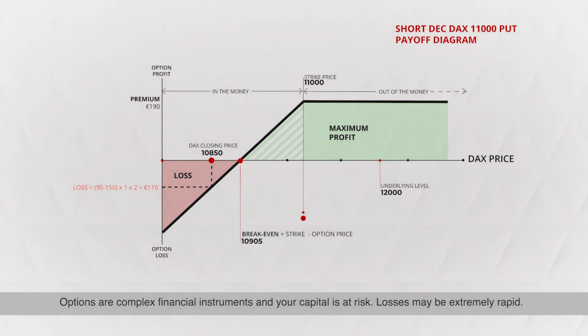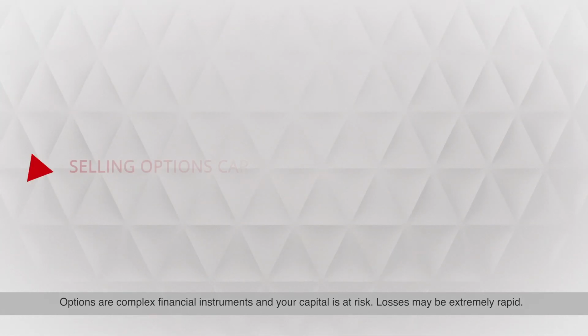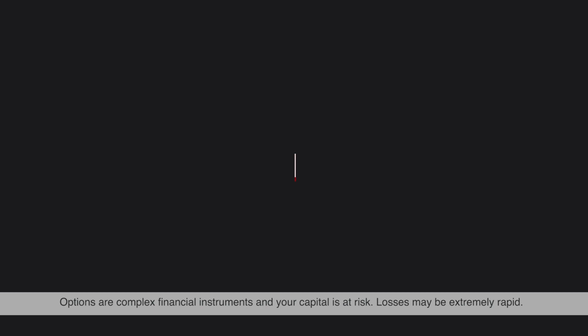For this reason, in terms of risk, buying and selling options are very different. While buying options has unlimited upside, selling options has unlimited downside, so just beware that selling options carries considerably more risk. So how is selling options reflected in your IG account?